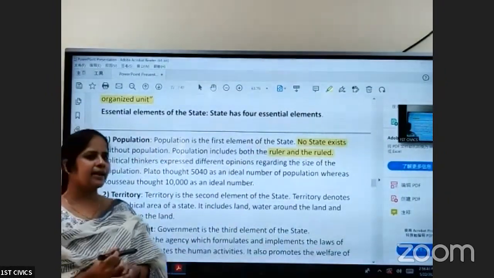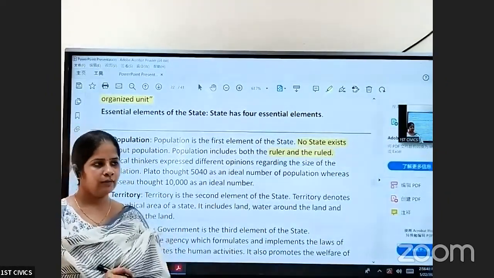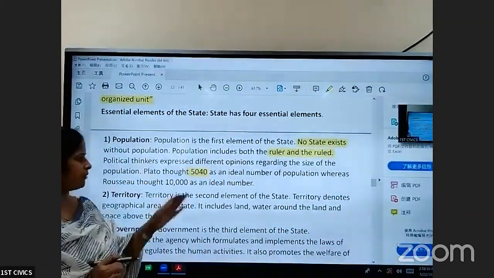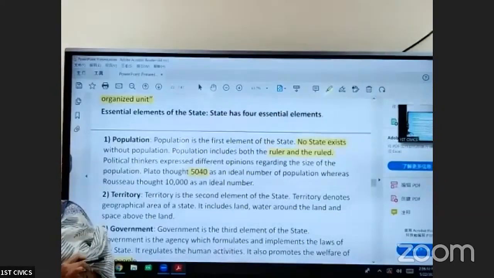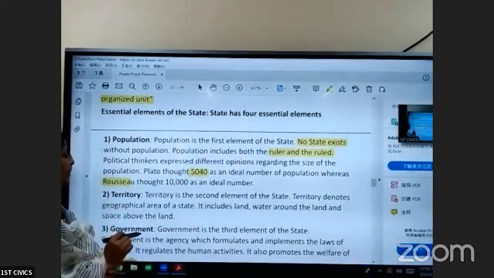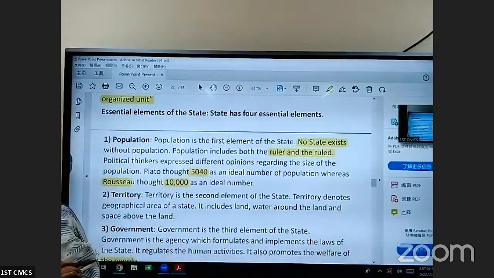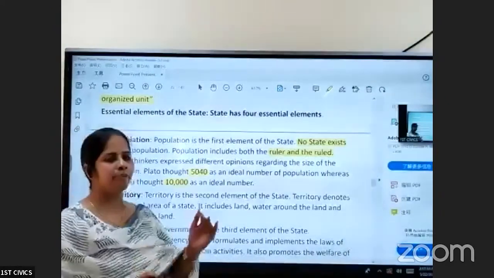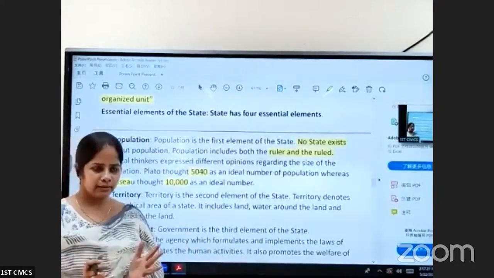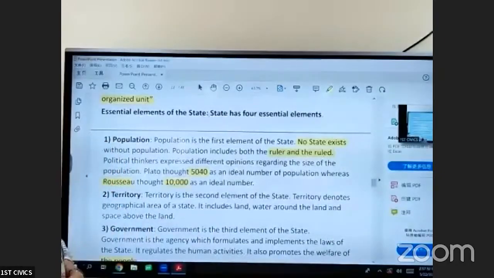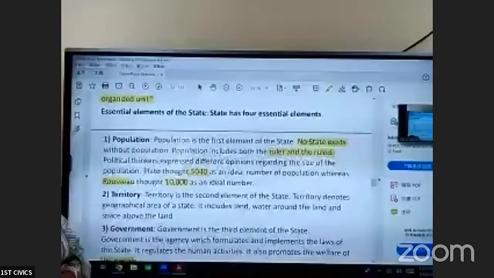Different political thinkers have different opinions regarding the size of the population. For example, Plato said that 5,040 is the ideal number of population, whereas Rousseau thought that 10,000 is the ideal number. Now we have billions of people living in one state. So there is no upper or lower limit to the size of the population. According to Aristotle, there is no limit. Modern states exist with huge population, and some states have very little population.